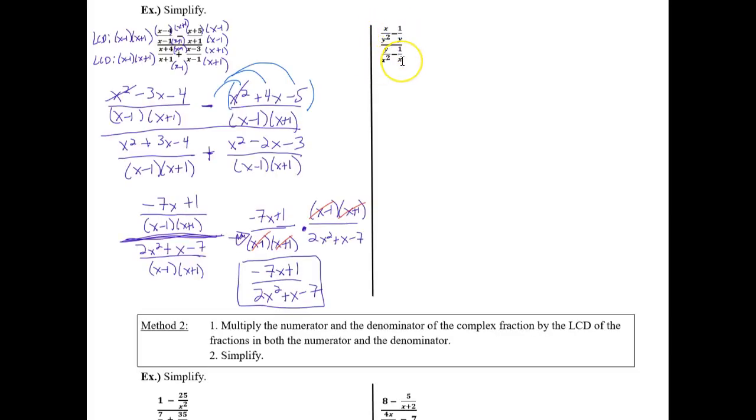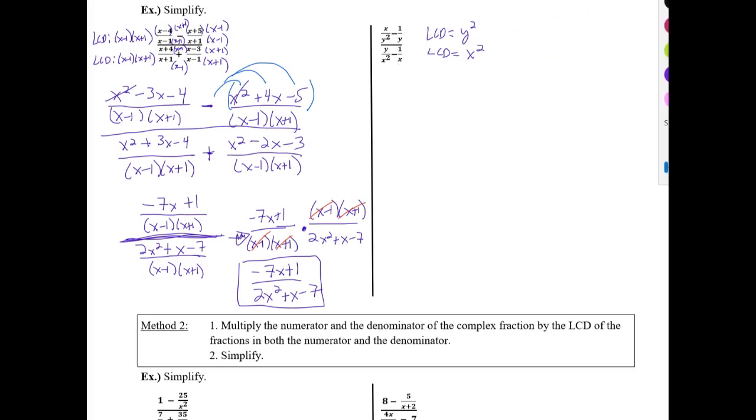Okay, looking at this example. Again, our goal is to get a single fraction in the numerator, meaning they have to be combined using a common denominator, and a single fraction in the denominator. Looking at the fractions in the numerator, we have a y squared and a y in those denominators. So the least common denominator of the fractions in the numerator would be y squared, right? We take the one with the highest exponent. Looking at the fractions in the denominator, the LCD of those two fractions would be x squared.